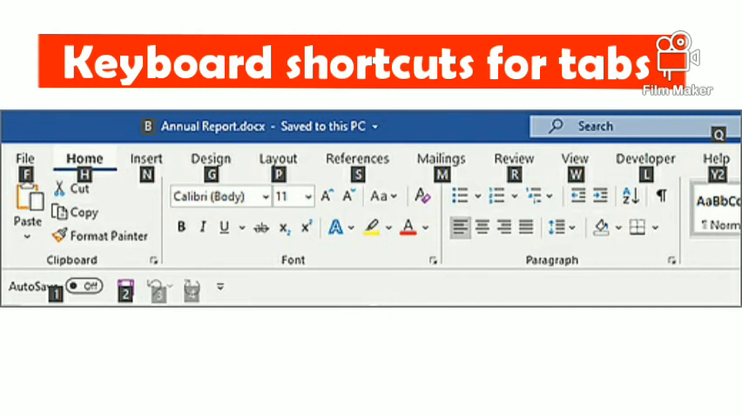Keyboard shortcuts tab. As you can see, each and every command or tab has some group's name. So it is not a name, actually it is a shortcut. Pressing the Alt key on the keyboard activates the shortcuts for the tabs. As you can see, paste is F, Home is H, insert is N.